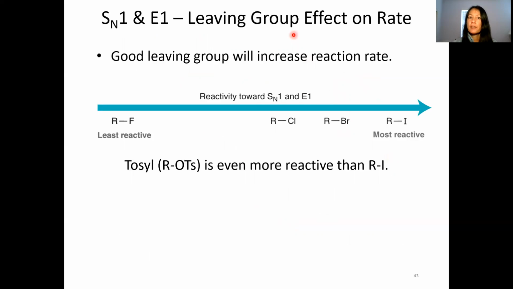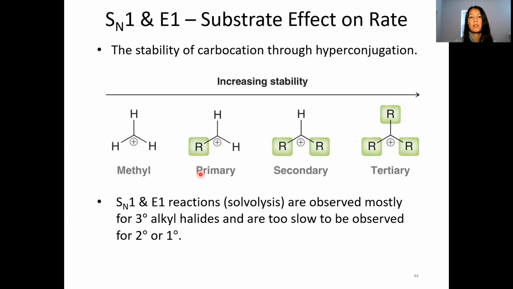The leaving group can have an effect on the rate. Since the rate determining step is for the leaving group to leave, if you have a leaving group that is very stabilized, so these are basically conjugate bases of strong acids. Iodide, I've already shown this. Iodide is a very good leaving group, bromide as well, and then it drops off with chlorine, fluorine the worst. OTs, or the tosyl group, is even more reactive. So if you have an alkyl group, especially if it's a tertiary, benzylic or allylic, attached to an iodide, bromide, or a tosyl, those are very reactive.